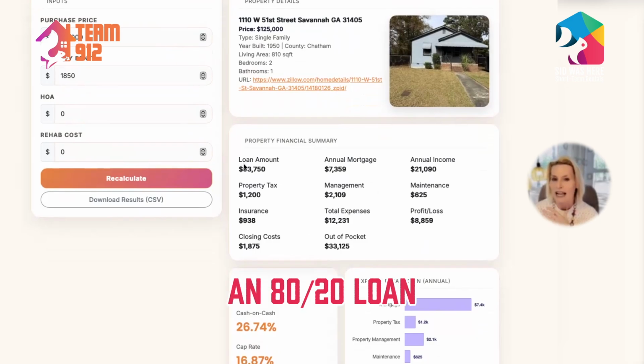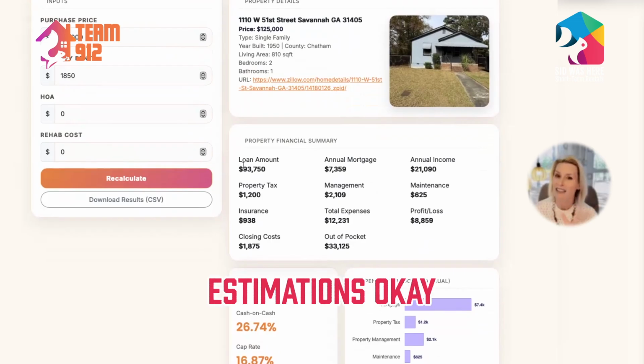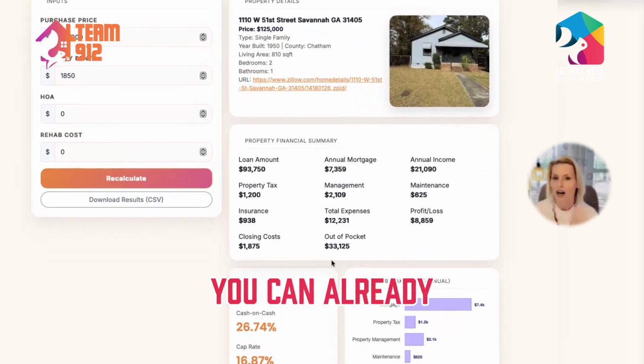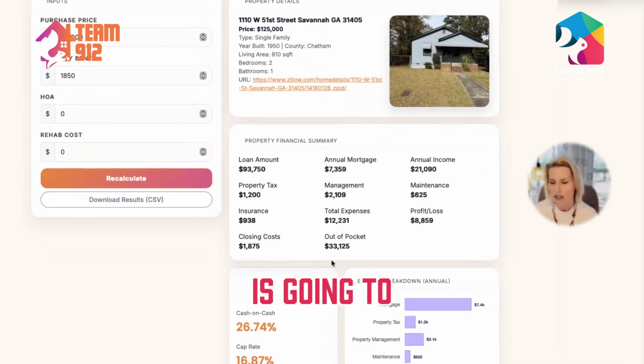I'm estimating an 80/20 loan. Okay. These are all estimations. Okay. But I'm trying to do the work for you. Property tax, insurance, closing costs, out of pocket. So you can already see how much this property is going to cost you.